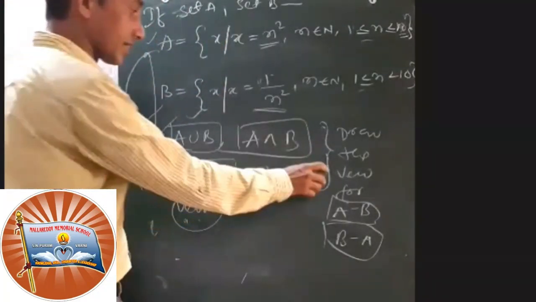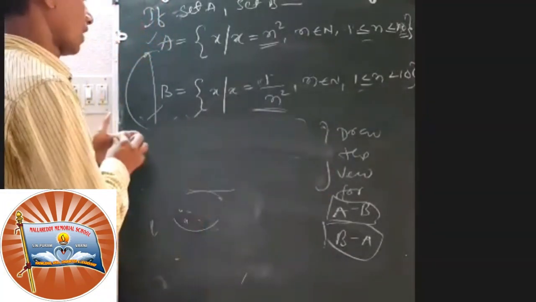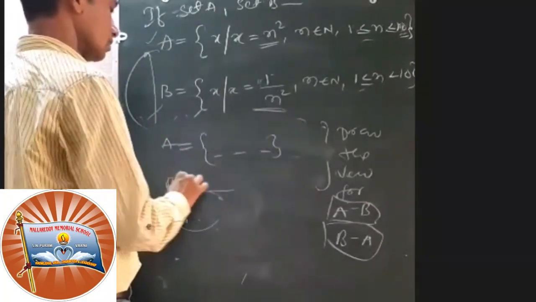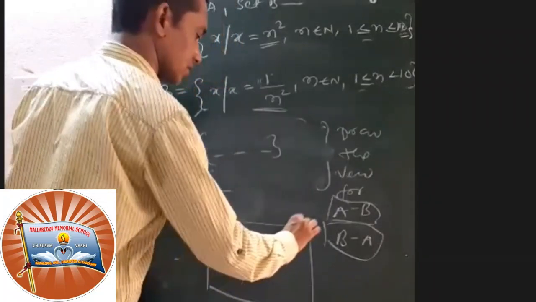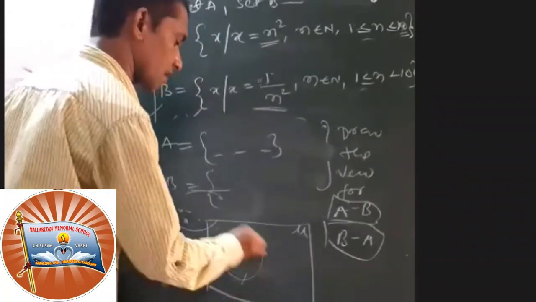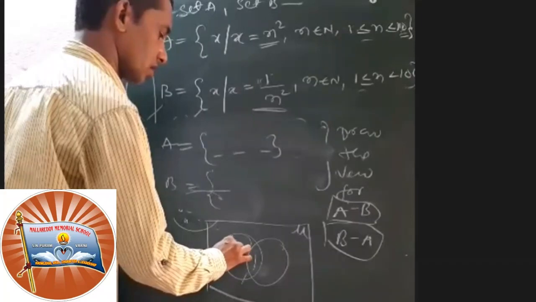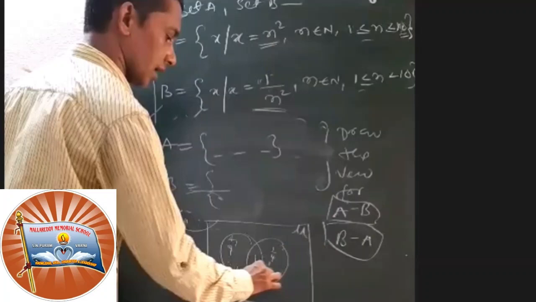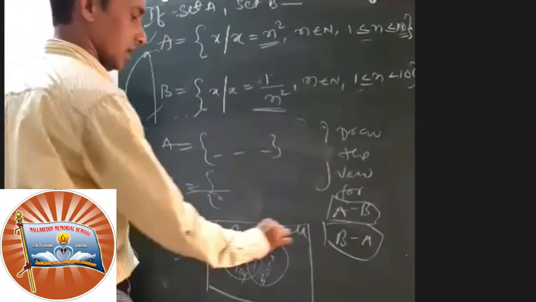Now to draw the Venn diagram for these, again we have to find out the roster form and then you have to draw. While drawing the Venn diagram, take a universal set here. Then write what is A and what is B. Here 1, here I can take 4, 9 up to 100. Here 1 by 4, 1 by 9, like this, 1 by 81. Here A, here B, you have to indicate.